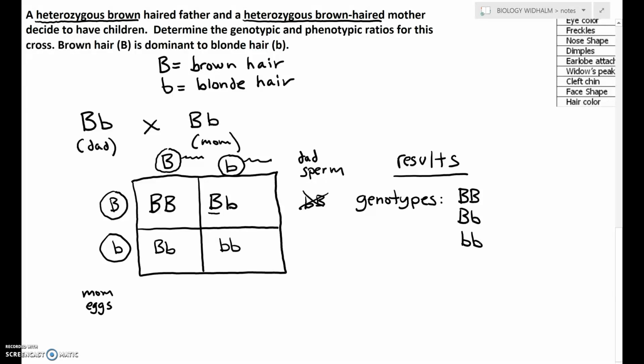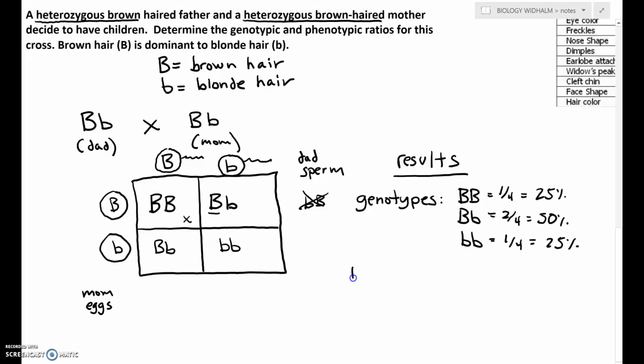So to determine the ratio, we just count how many we have out of 4. So we only have 1 big B, big B, so that's going to be equal to 1 out of 4, which is equal to 25%. And then we do the same for the other ones. We get big B, little b, big B, little b. We have 2 out of 4 for 50%. And then we get little b, little b, which is 1 out of 4, which is 25%.